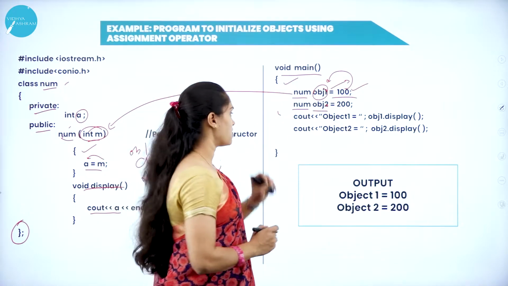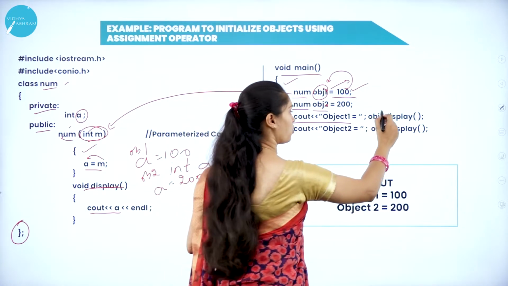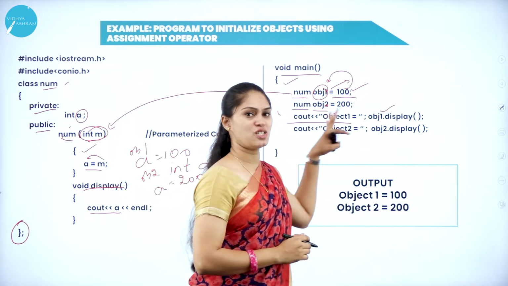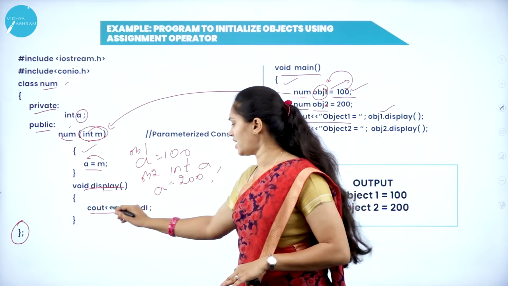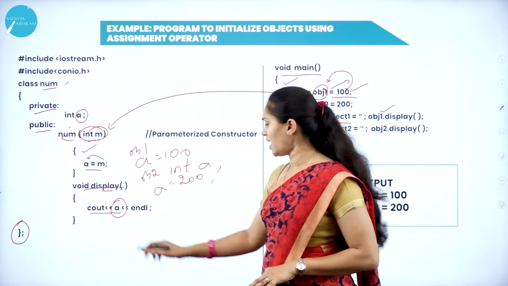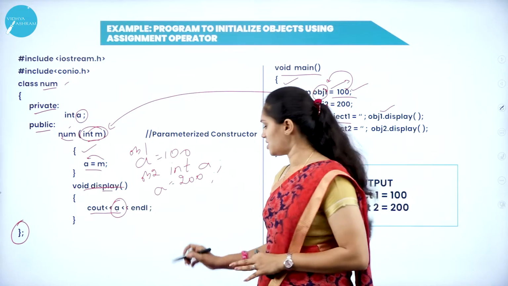After that, I have some statements to be displayed. Object 1 dot display. When I am calling this display function, at that time control will come to this point. Then what is there in the display function? Here I am just displaying the content of the variable a.